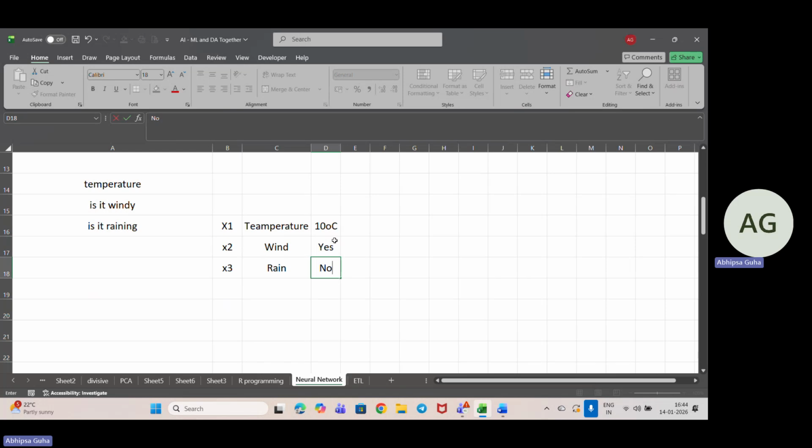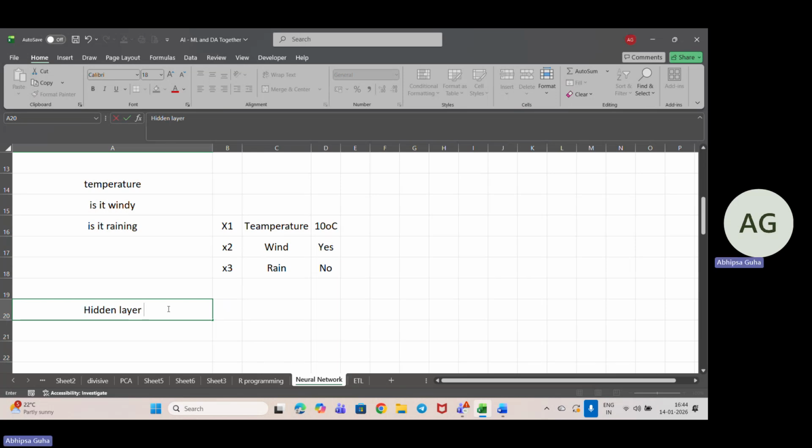The input layer does not think. It only passes the numbers forward. Hopefully the input layer is clear to you. Coming down to the hidden layer.